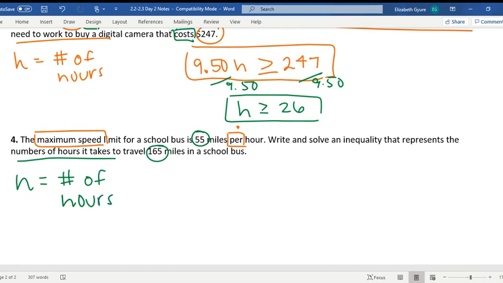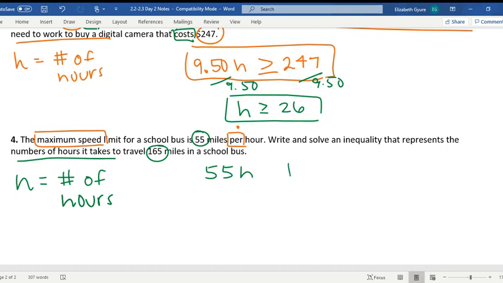So I know I'm traveling 55 miles per hour, right? So how do you think I could write that? 55 times h, good. Okay. And now I know I need to travel 165 miles, right? Now, am I always going 55 miles an hour? Not necessarily, but that's like the maximum. So it's going to be like an inequality of time, right? It's not necessarily going to take exactly this time. We're going to find out the maximum number of time it could take, or the least amount of time it could take. Dallas?